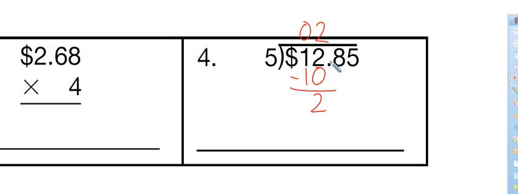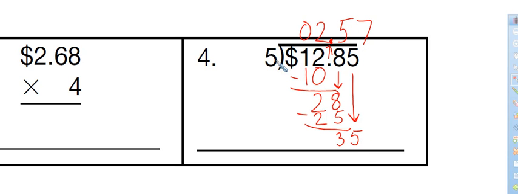Now make sure you take this decimal and move it up. We've got to have that decimal in our answer. Otherwise your answer is going to be wrong. So now we bring down the 8. And 5 goes into 28 5 times. So 5 times 5 is 25. We subtract. We get a 3. Now we bring down again. 5 goes into 35 now 7 times. Then we multiply. We get 35. We subtract and we get 0. So $12.85 divided by 5 equals $2.57.